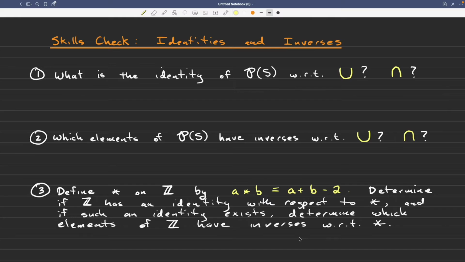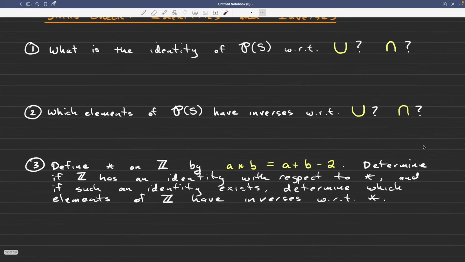Okay, let's do a quick skills check here. First question is, I'd like you to think about what would be an identity of the power set of S with respect to union, and then separately with respect to intersection. And then I'd like to know which, if any, elements of the power set have inverses with respect to union and intersection.